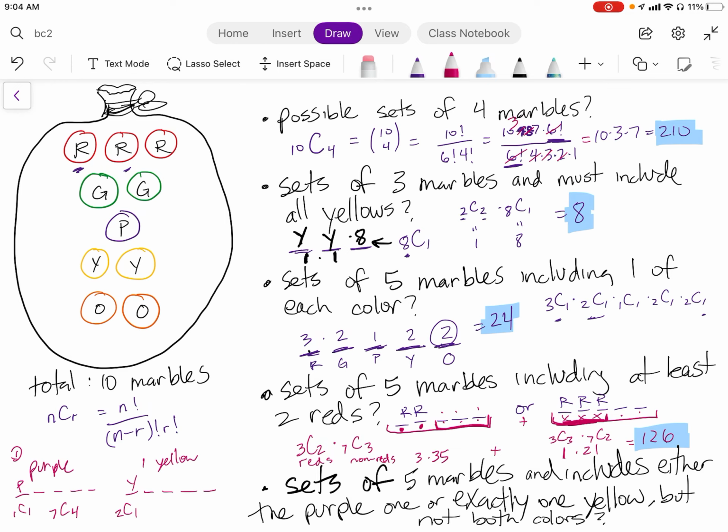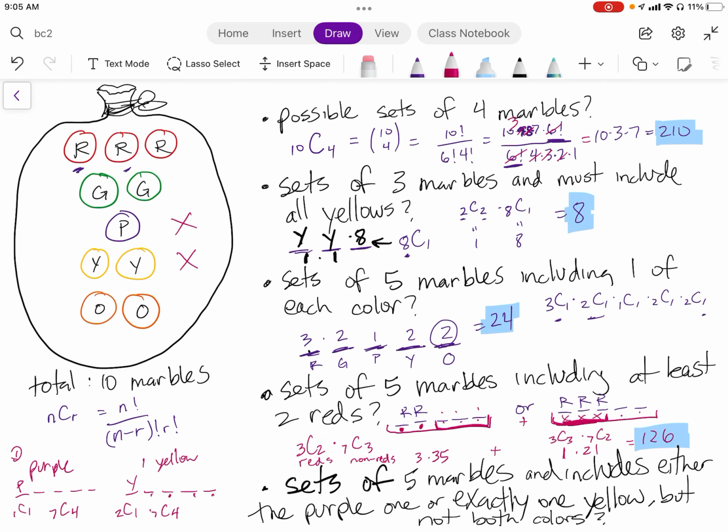Now, like the other one, yellows are no longer an option. I cannot have two yellows, so I cannot count that in the calculation. Also, it says you cannot have both purple and yellow, so those are gone. So like the other one, the remaining 7 doesn't matter, and I have 4 spots to fill, right? So 7, choose 4. So 7 choose 4 on the calculator will give you 35.